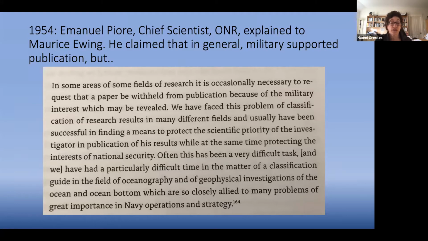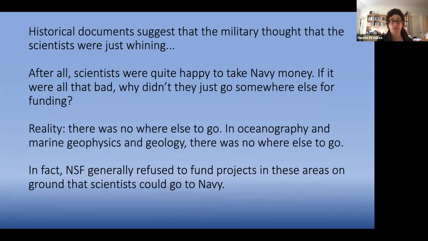Often this has been a difficult task, and we have had a particularly difficult time in the matter of a classification guide in the field of oceanography and geophysical investigations of the ocean and ocean bottom, which are so closely allied to many problems of great importance in Navy operations and strategy. And indeed, in fact, they never developed that guide. They never came up with a system of figuring out what could be published and what could not.